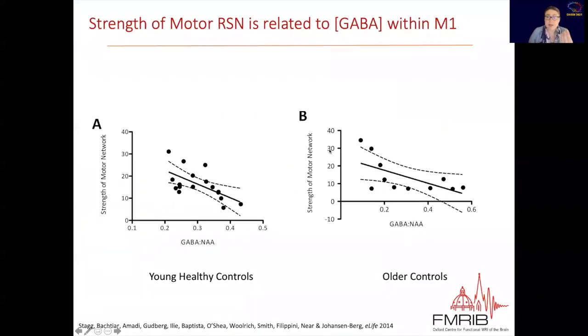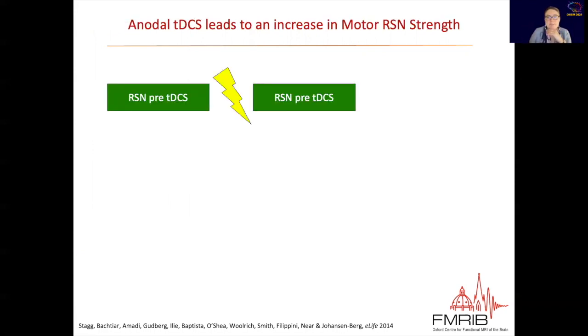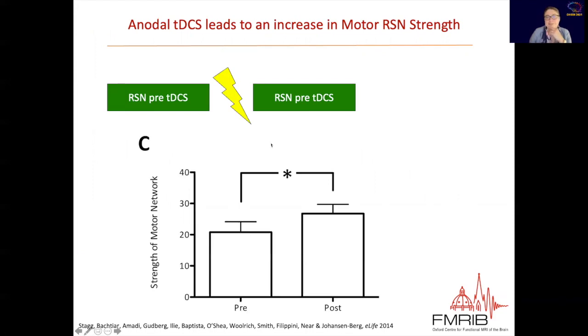So can we start probing then? I've shown you before that GABA within primary motor cortex relates to the strength of the motor network. Can we go a step further and say, if we use TDCS to modulate GABA, can we get a change in network strength? So can we start really linking these things? We know that TDCS decreases GABA, so if this relationship is true, we would expect it to cause an increase in resting state connectivity. And that's exactly what we see: motor network connectivity is increased after TDCS.